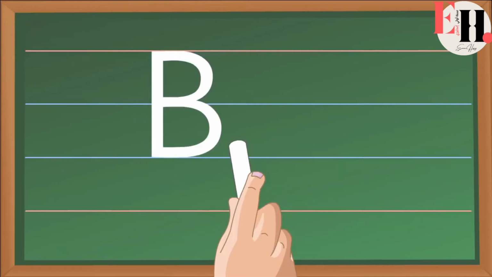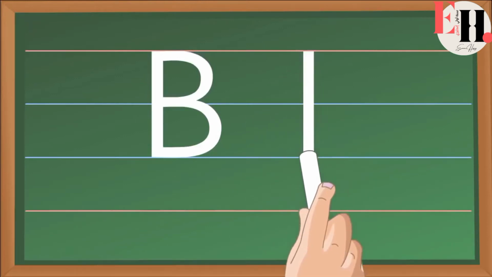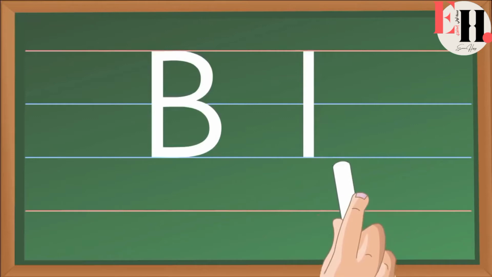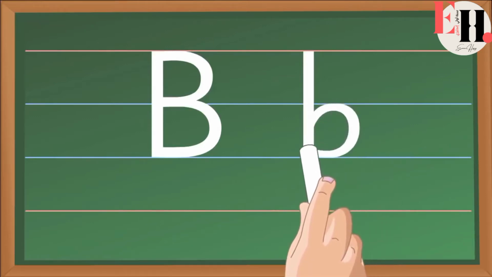Small b. Start from the top and draw a standing line downwards. Go to the center of the line and add a curve touching the bottom of the line.